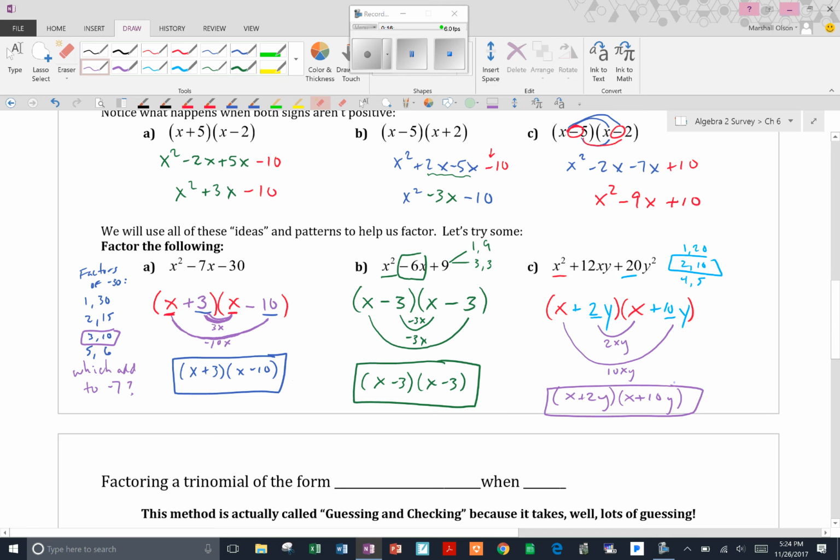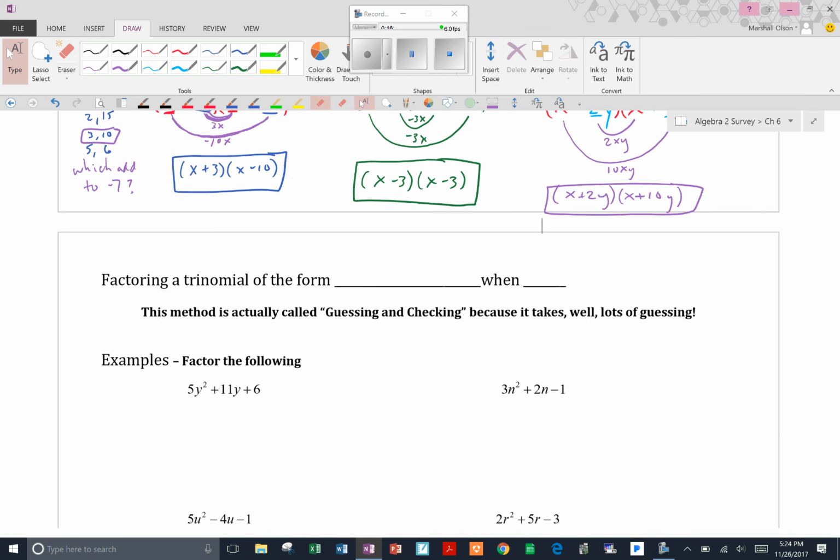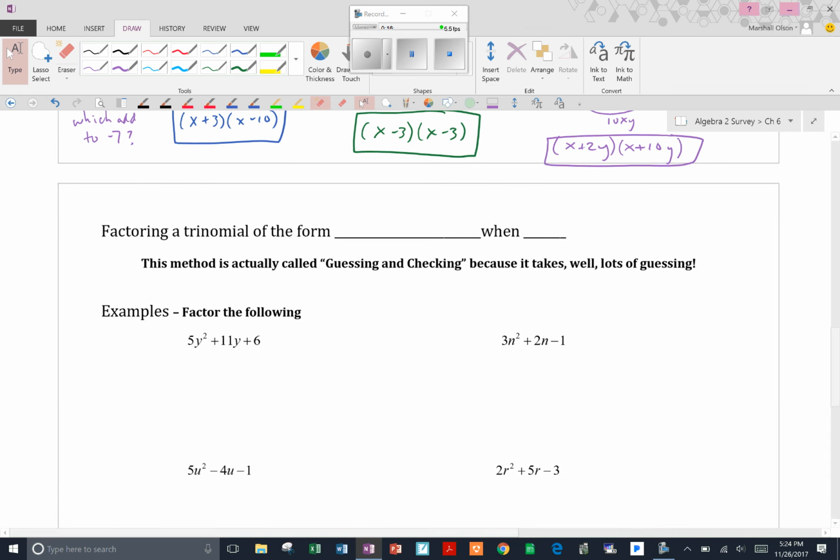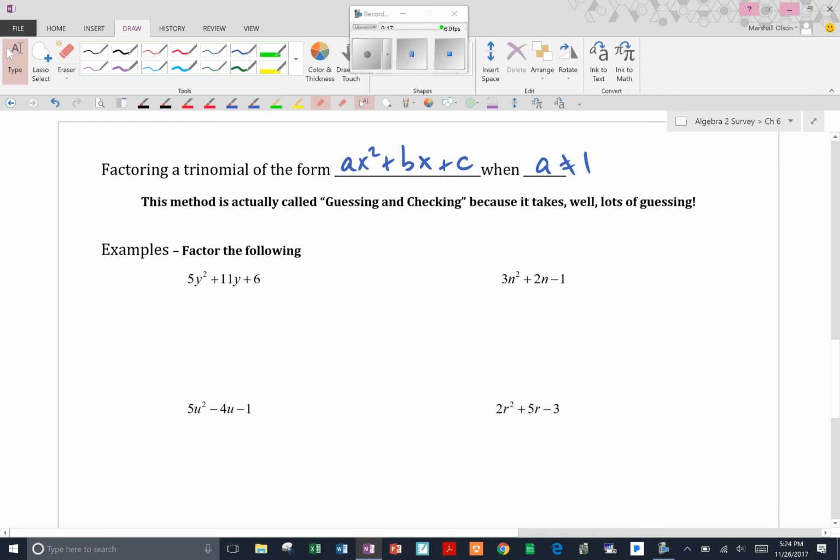So we're going to take a step up here. We're going to talk about factoring trinomials of the form ax squared plus bx plus c. But this time, we're going to say a is not 1 anymore. Okay? So a little bit of a step up.